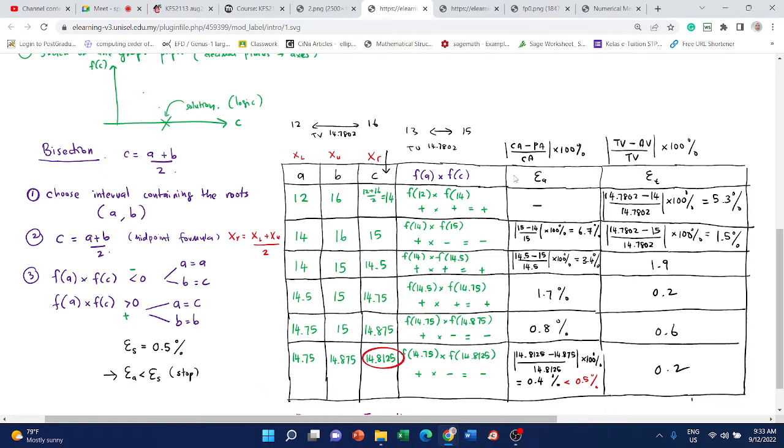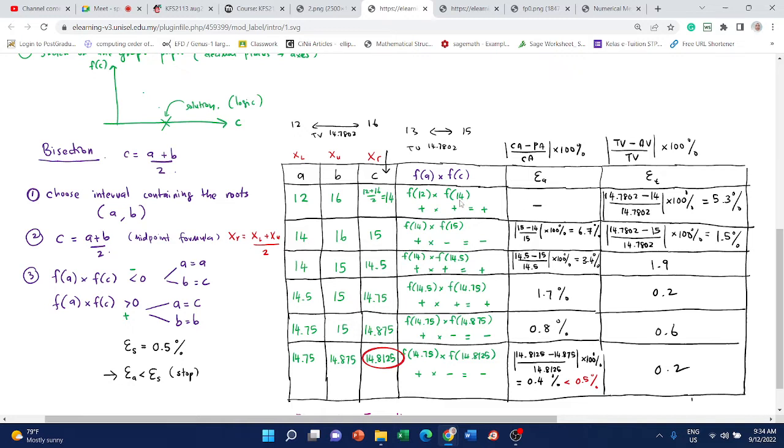So this is the starting point. We start with 12 and 16, then compute the C and find out what the product is. In the first row here, the product is positive. You can see my cursor, right? The product is positive, so the next interval will be C, B. You can see your B is the same as the previous B, but your C will be your A. Your C just now in the first row will be your A in the second row.